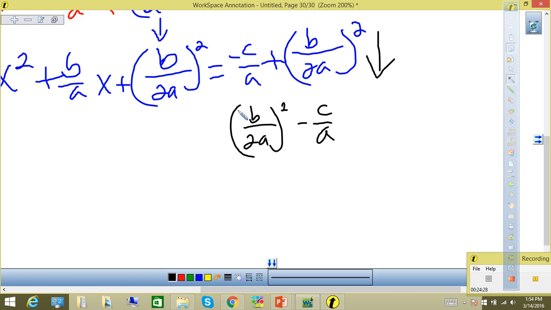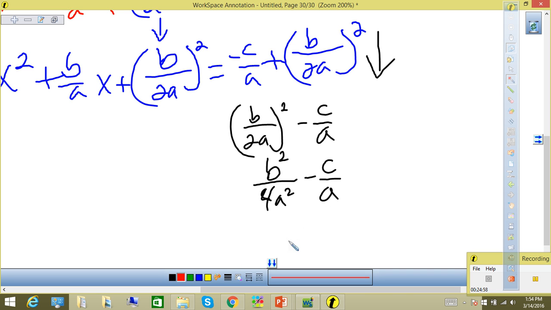Simplify this power. What does this become, Vanessa? B squared over 4a squared, and bring down the negative c over a. Jimmy, how do I combine these two? What do I do?